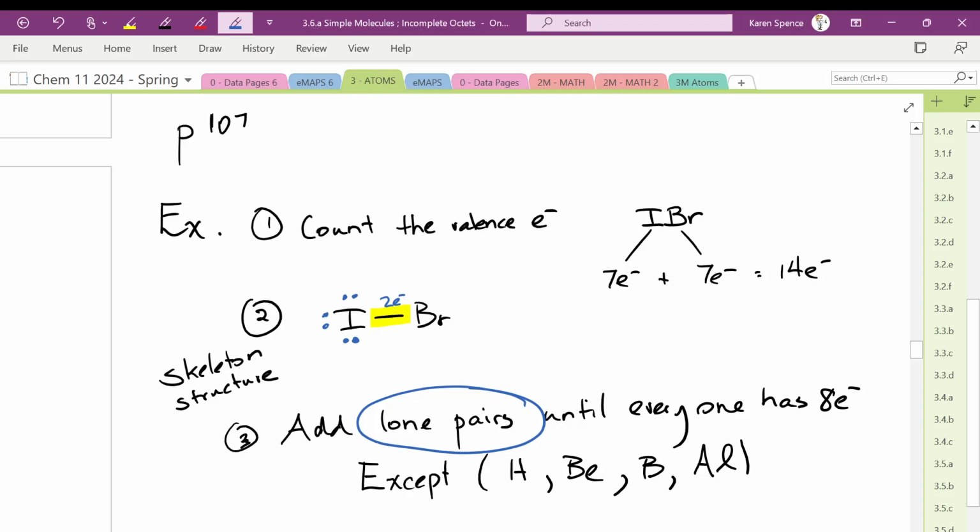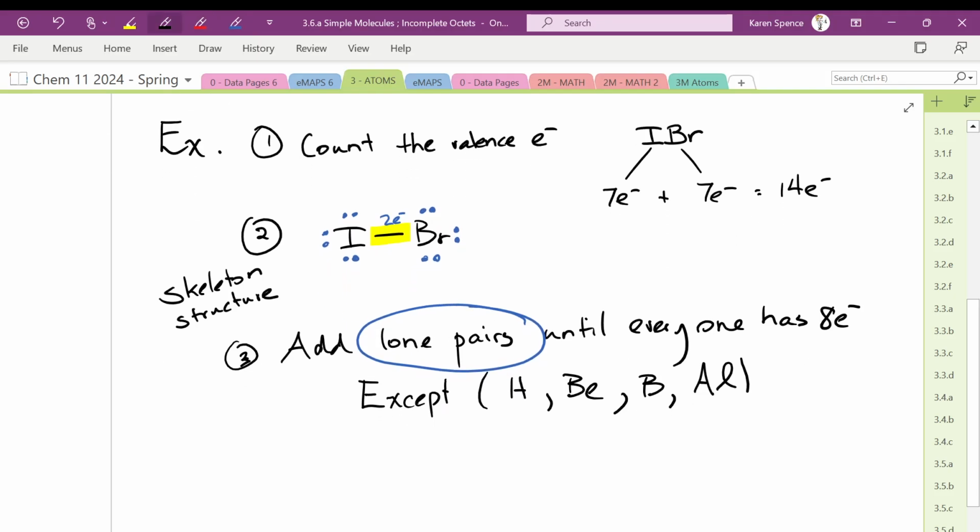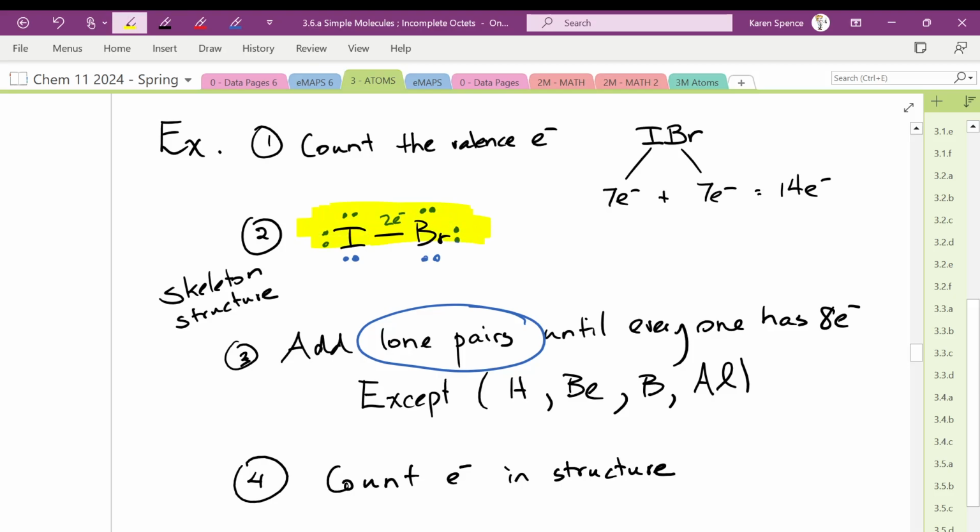Okay. Bromine. How many electrons does it have? 2. How many does it need? 8. So what should we add? Lone pairs. How many? 1, 2, 3 lone pairs. Step 4. Count the electrons in the structure. So everybody count the electrons in the structure. See how many you get. Once you've made a total, tell your partner.